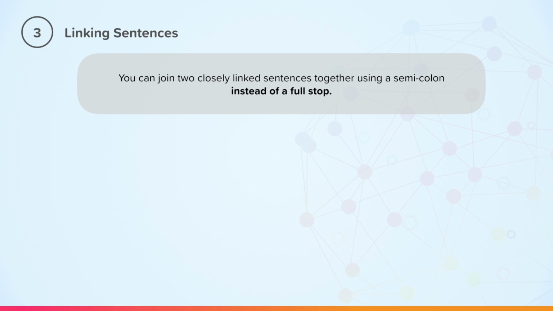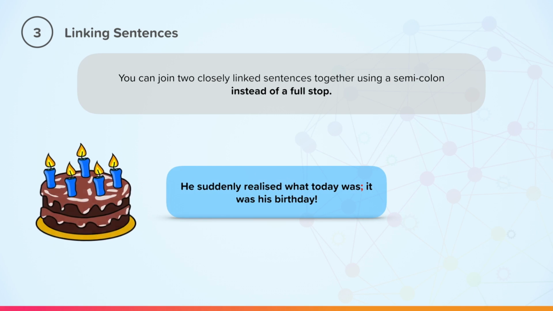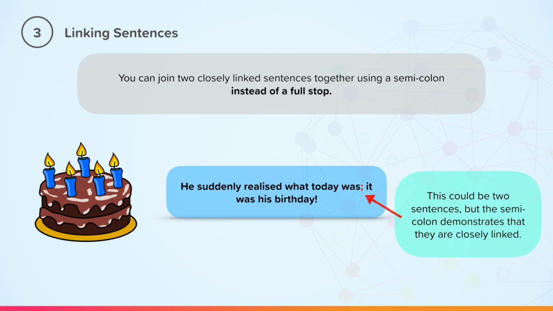So, linking phrases. You can join two closely linked sentences using a semicolon instead of a full stop. He suddenly realised what today was; it was his birthday. This could be two separate sentences, but the semicolon demonstrates that they are closely linked.